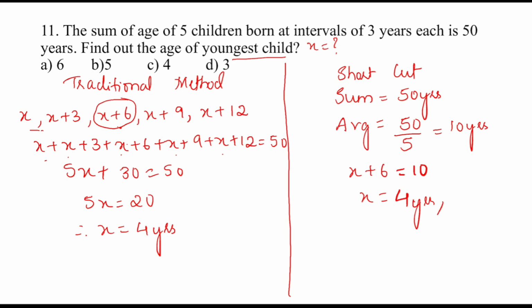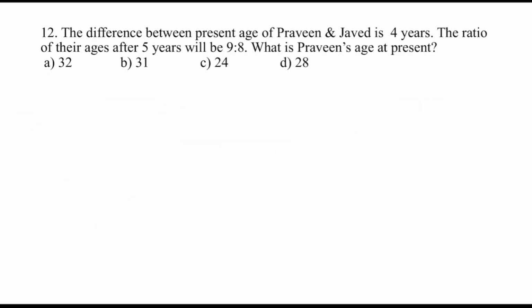Okay. Next problem. The difference between the present ages of Praveen and Javed is 4 years. The ratio of their ages after 5 years will be 9:8. What is Praveen's present age? Okay. We know the difference between Praveen and Javed's ages is how much? 4 years. And the ratio of their ages after 5 years.